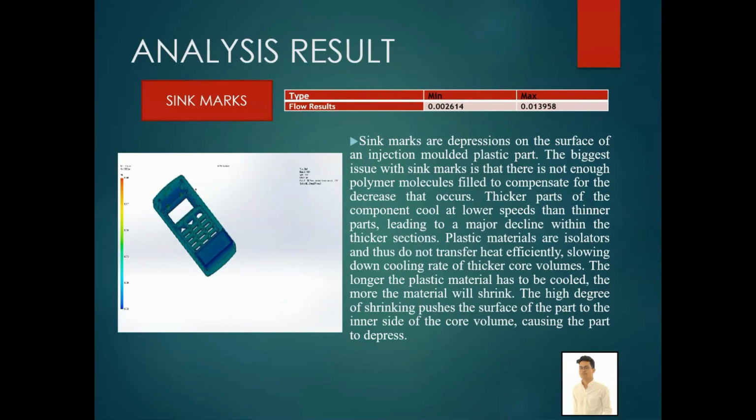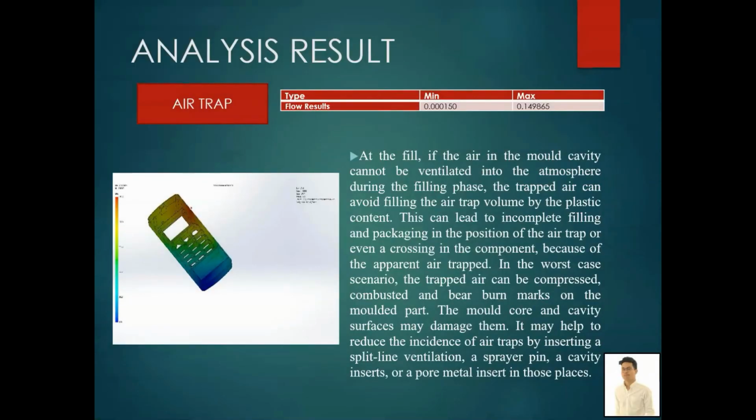The thickest part of the component cools at a lower speed than thinner parts, leading to a major decline within the thicker section. Plastic materials are insulators and thus do not transfer heat efficiently, slowing down the cooling rate of the thicker core volume. The longer the plastic material has to cool, the more the material will shrink. The high degree of shrinkage pushes the surface of the part to the inner side of the core volume, causing the part to depress.